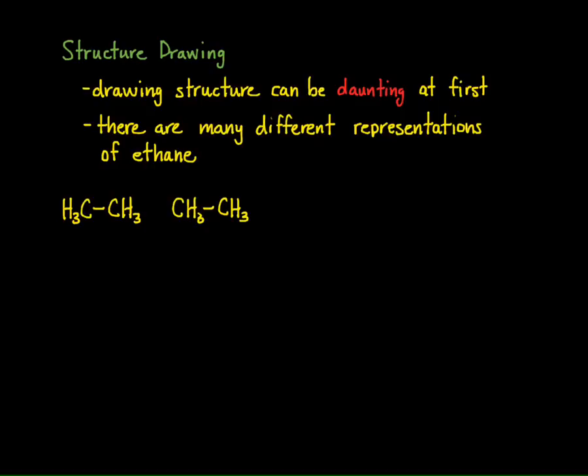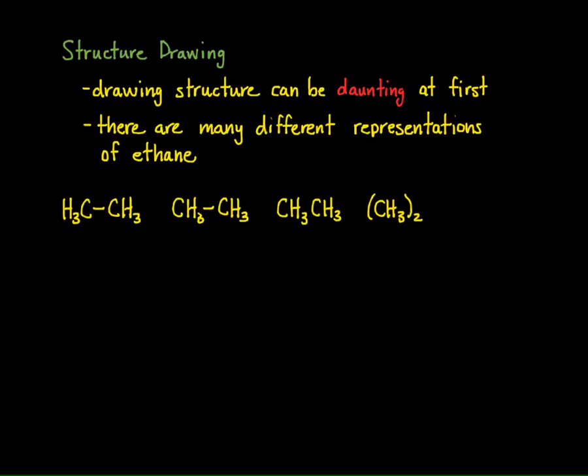Now, if I'm not drawing any bonds, and I'm abbreviating it even further, I might simply write CH3CH3. And of course, it's implied that there's a carbon-carbon bond there, right? There aren't hydrogen-carbon bonds still. You can even go a step further and condense even more and say, well, I have two methyl groups, and therefore, there are two methyl groups. This is still ethane, right?